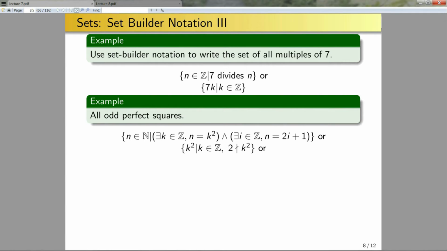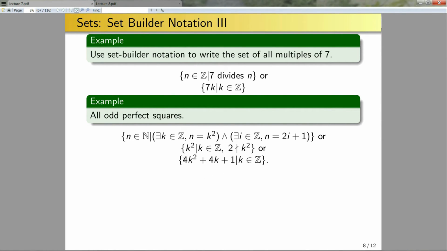So pause the video for a second and see if you can think of a way to include this set here to the left-hand side. Okay, well, I know if 2 doesn't divide k squared, then this k squared has to be of the form 2n plus 1. So what I can do is simply plug this 2i plus 1 into this k squared, expand it out, and lo and behold, I get this set.